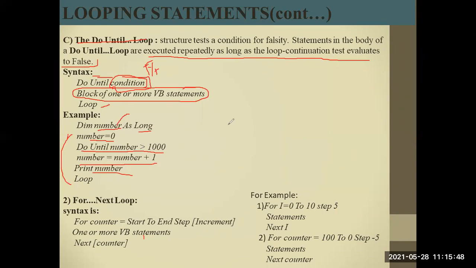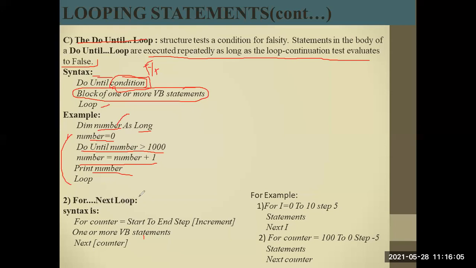Okay, so these are the different types of do while loop. Okay, the next, second type of looping structure that we have is the for next loop.